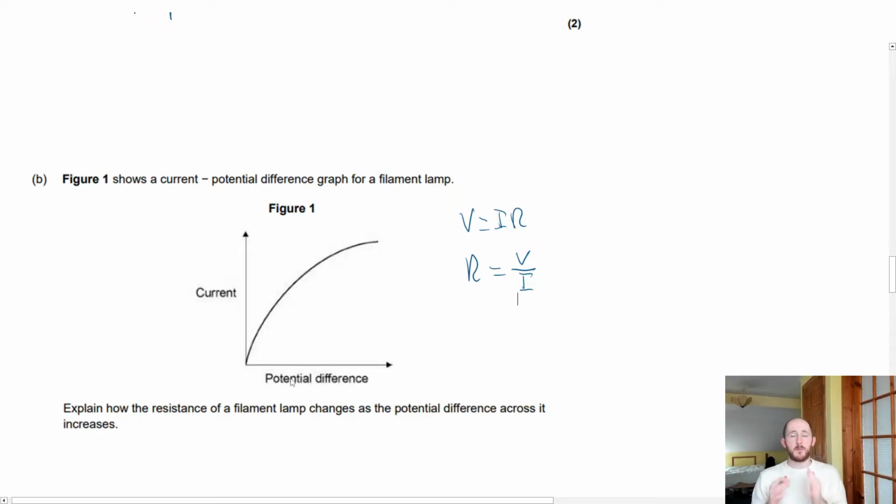So this is the really important thing, and it is quite tricky because the maths behind it is not the easiest. But resistance is voltage over current. The gradient of this decreasing does not mean the resistance is decreasing.